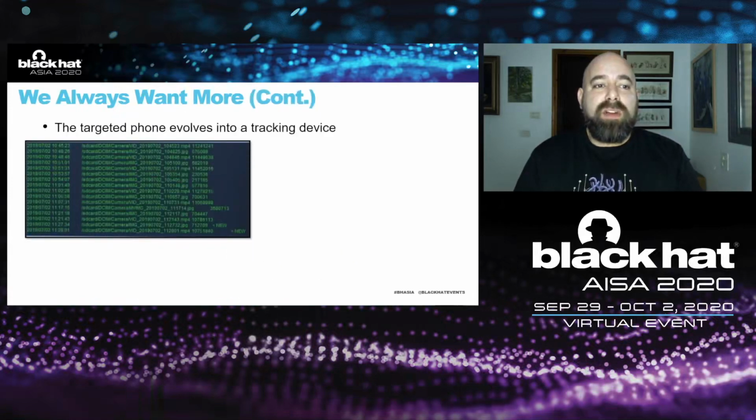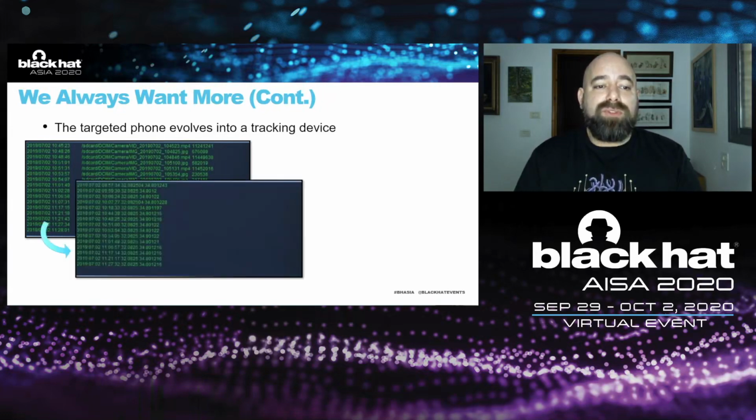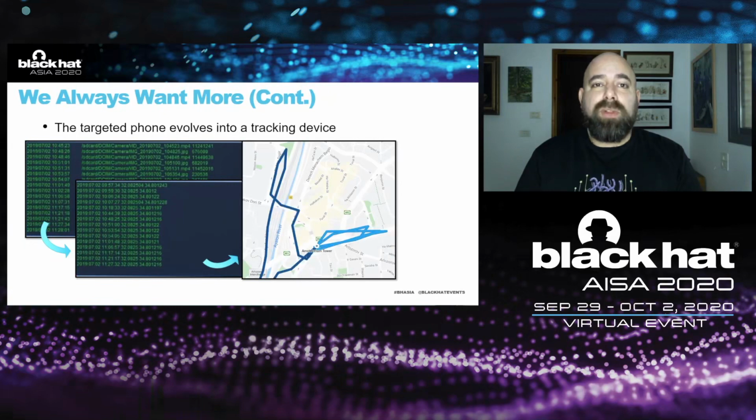So this is how it looked like on our system. We actually evolved the targeted phone into a tracking device. We had a list of videos and pictures that we took. Then we could translate them into GPS coordinates, and they were very specific. And then actually plot them on a map and see our victim and its movements.